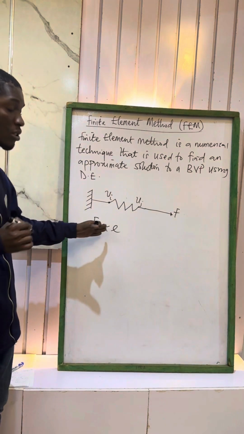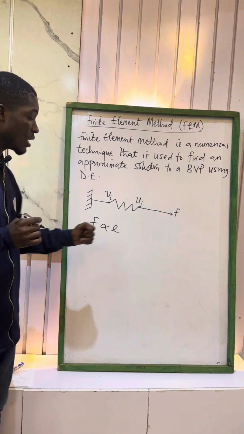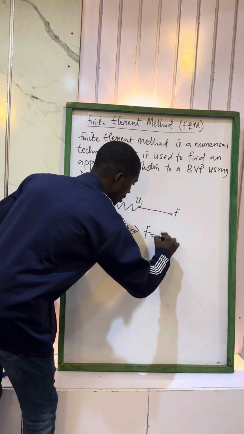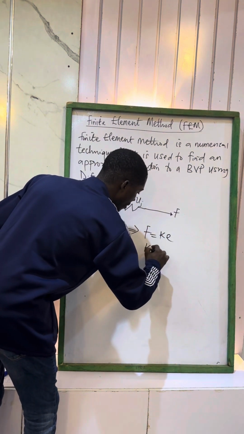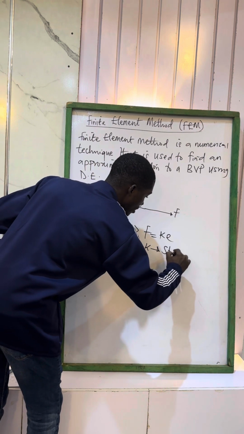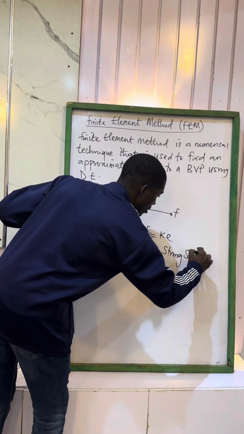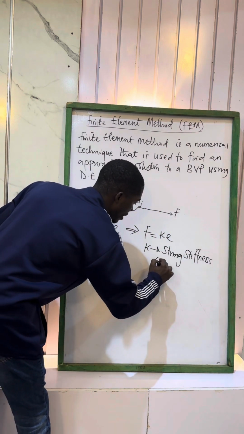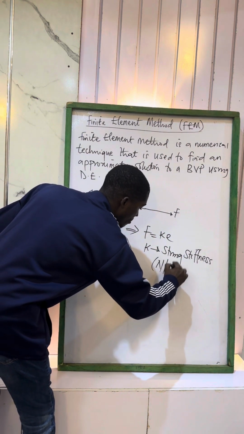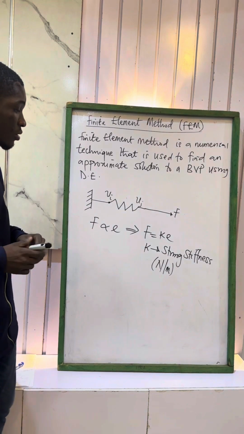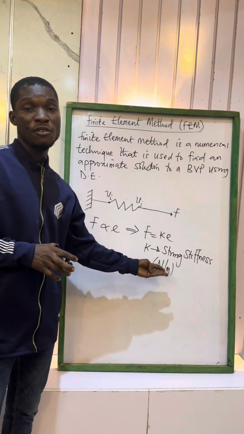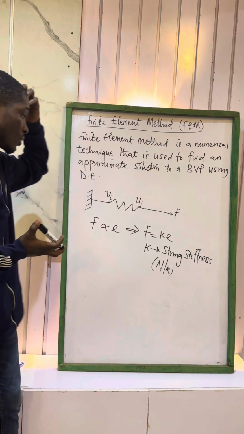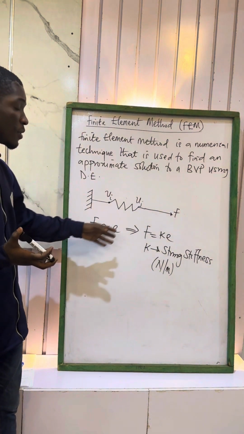Since the force acting on an object is directly proportional to the extension, it simply means that we can find the proportionality here, which is F equals Ke. So take note, K is called the spring stiffness, and the unit for K is Newton per meter. Please take note of all these dimensions because this can even reduce your mark while solving. So you must always take note of dimension.